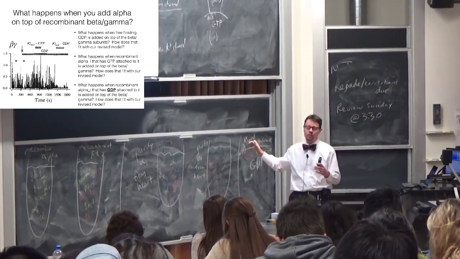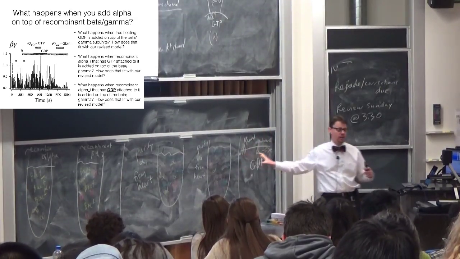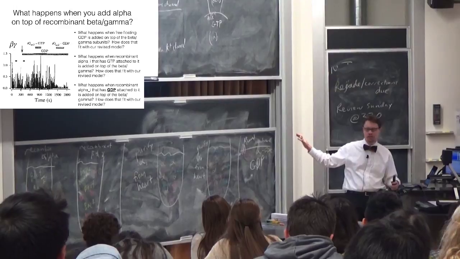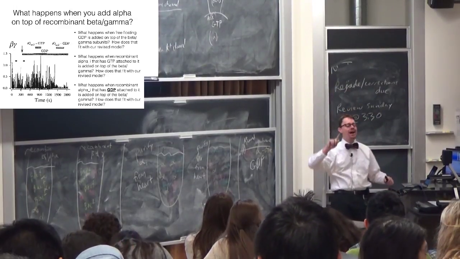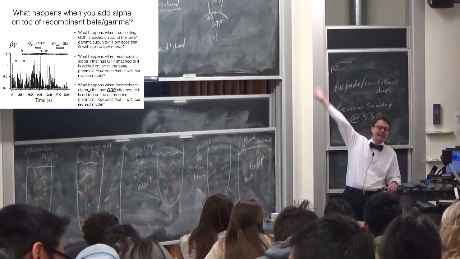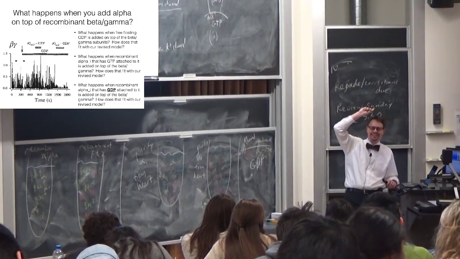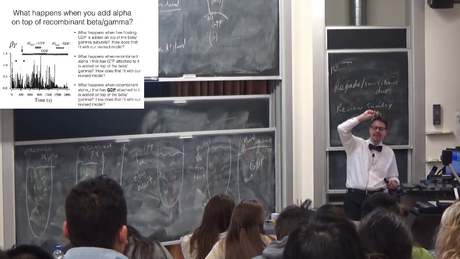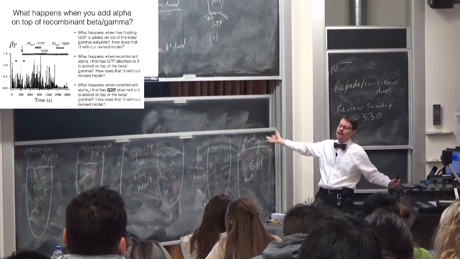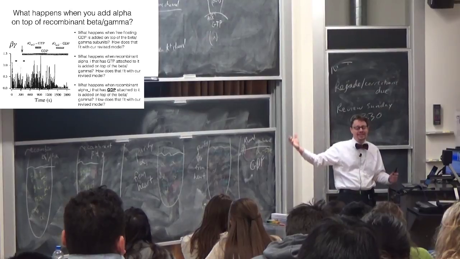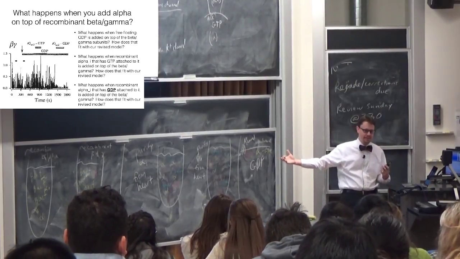And so that doesn't do anything to our channel. Why not? Or GTP, I said the wrong thing. Alpha GTP. Why does that not do anything? Yes? Because it has GTP that's still dissociated from the beta gamma. Right. So it's just going to float around and not interact with them. And if it does bump into our beta gamma subunit, it's not in a shape where it's going to stick to the beta gamma subunit.